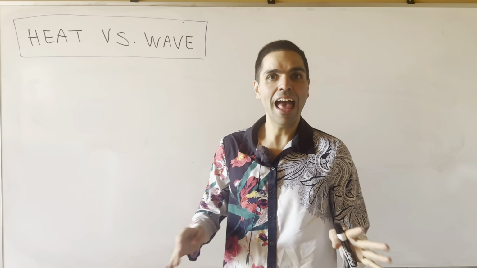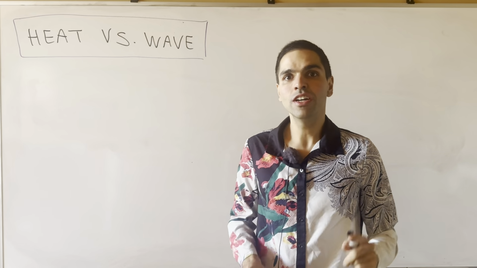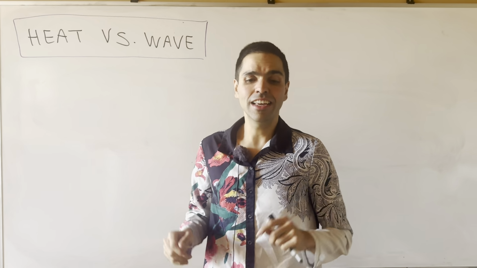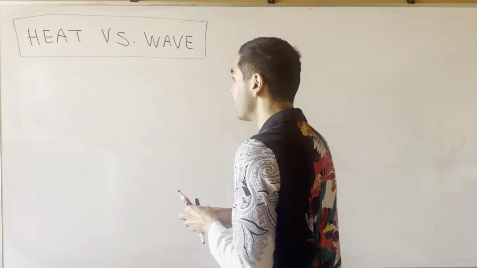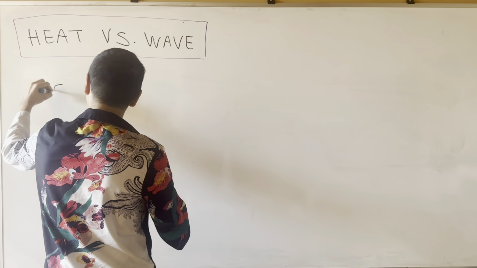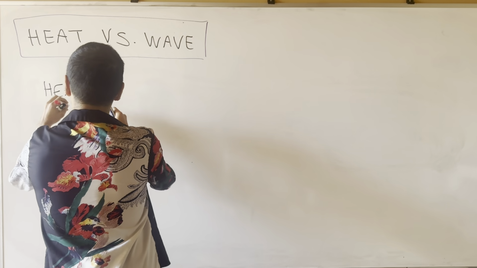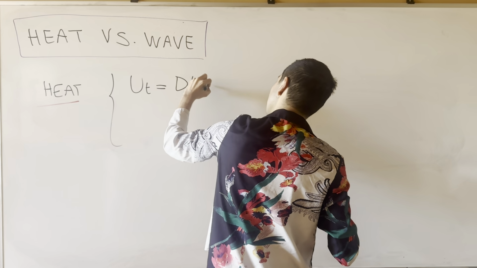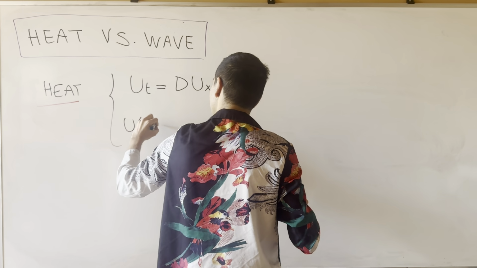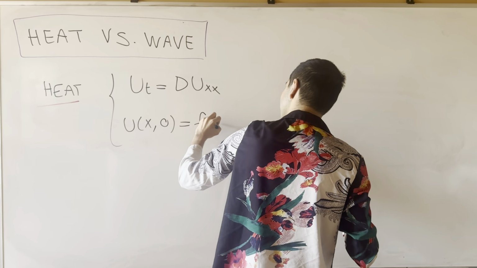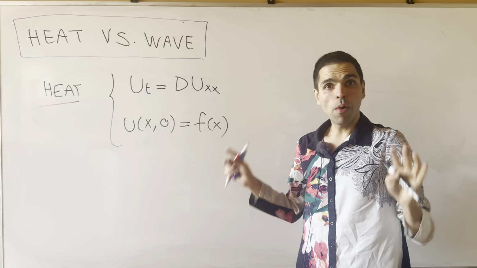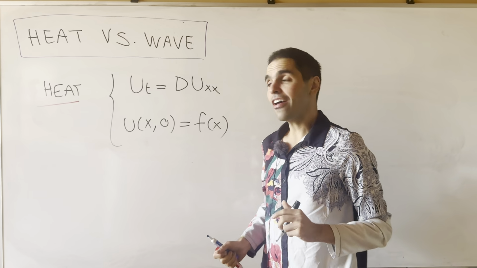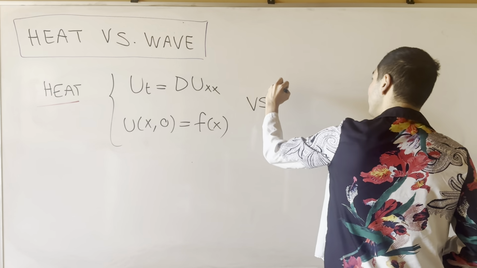And so far in our PDE adventure, we discovered two main equations, or two main protagonists, if you wish. On the one hand, we have what's called the heat equation, which is u_t = d u_xx with some initial condition u(x,0) = f(x), which, remember, models the temperature of an infinite metal rod.